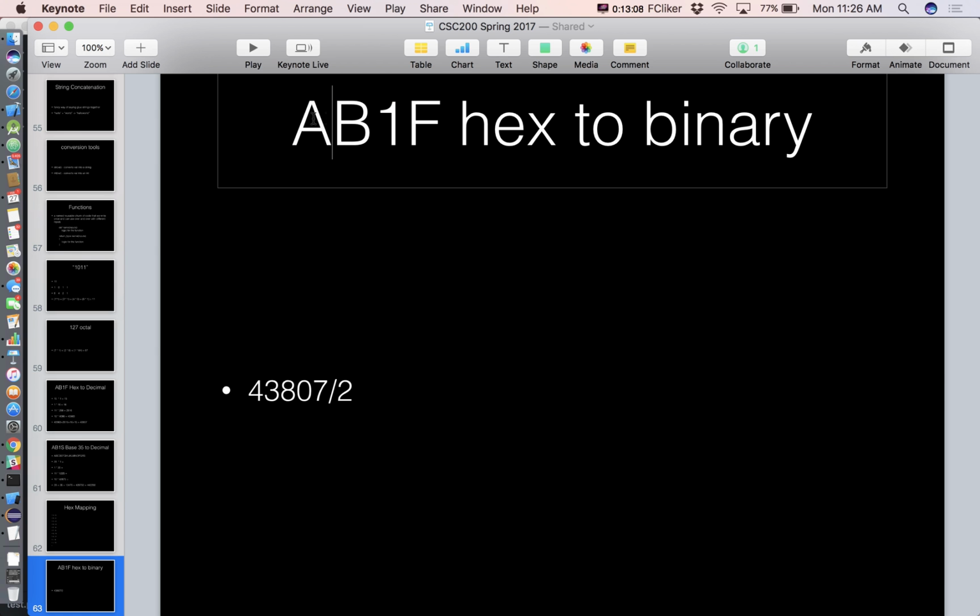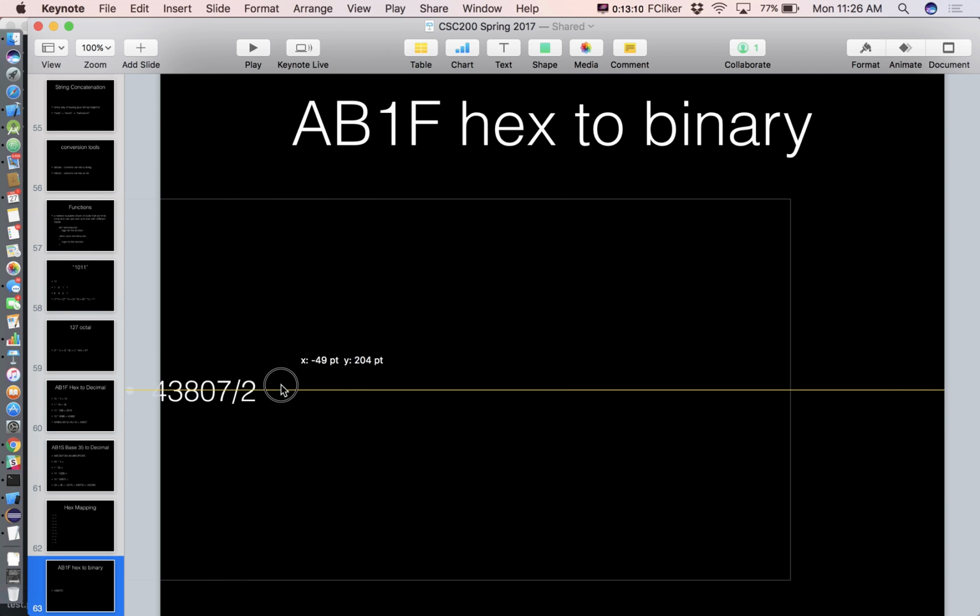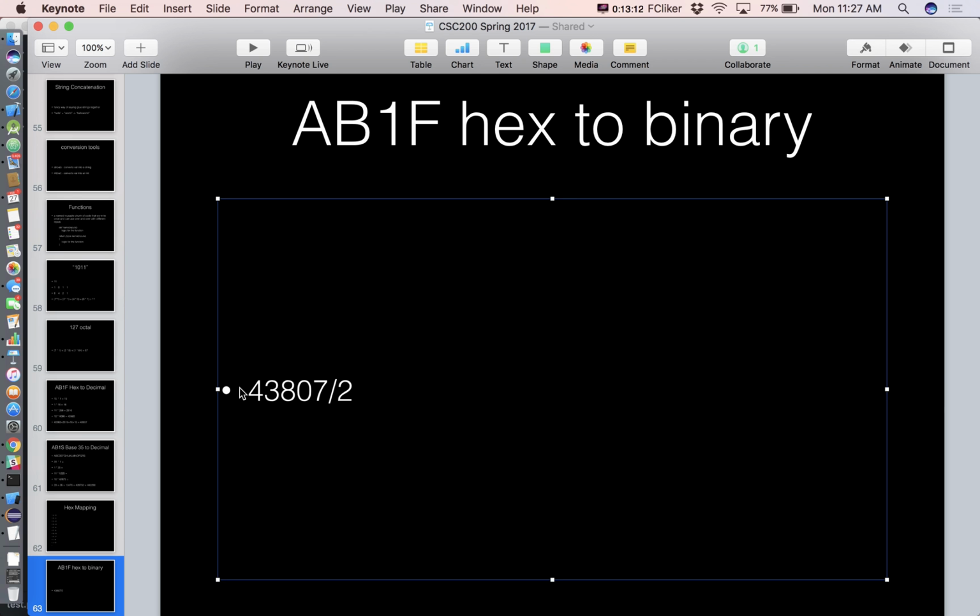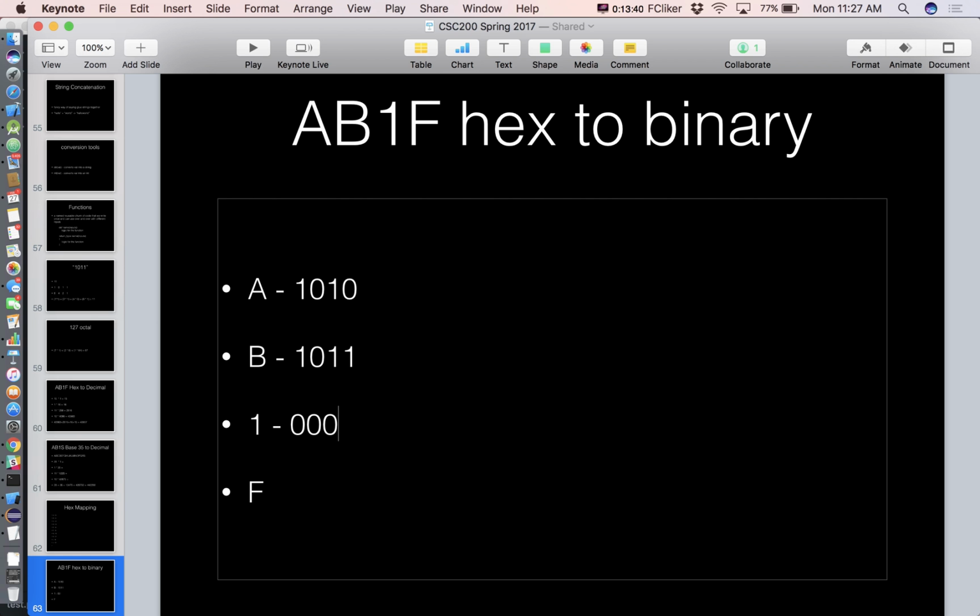Each of these values, A, B, 1F, can be written in something called a nibble, a 4-bit number. So a nibble is half of a byte. Okay, so an A is a 10. So that's 1 in the 8's place, a 0, a 1, a 0. A B is an 11. So that's 1 in the 8's place, a 0, a 1, a 1. A 1 is a 1, so that's 0, 0, 0, 1.